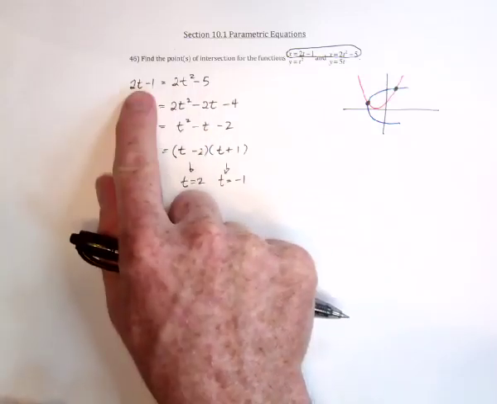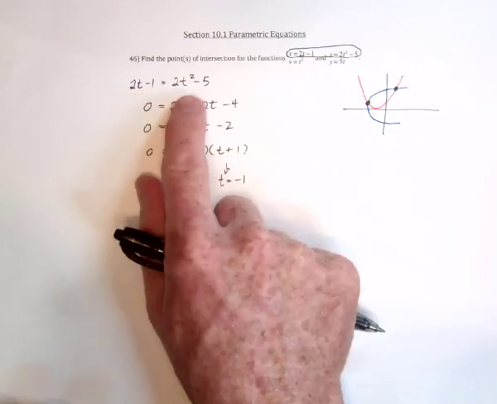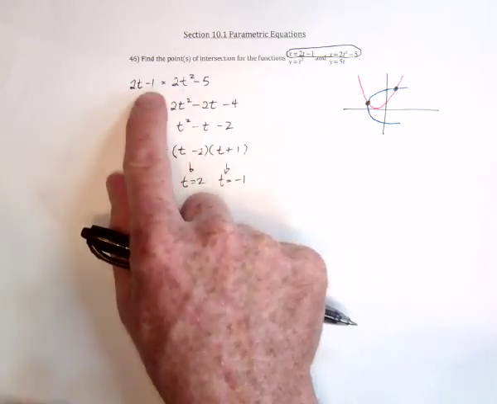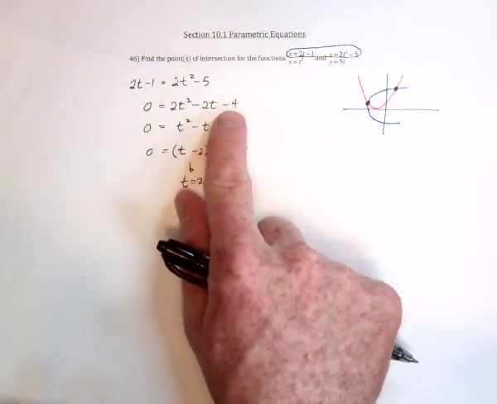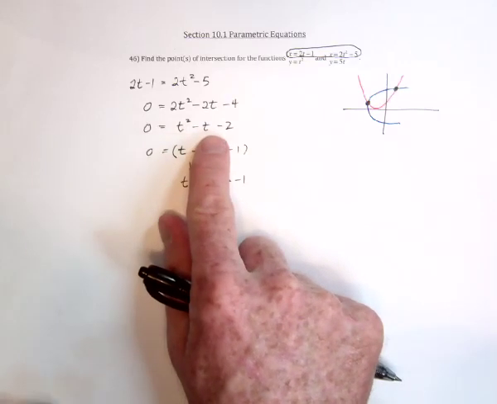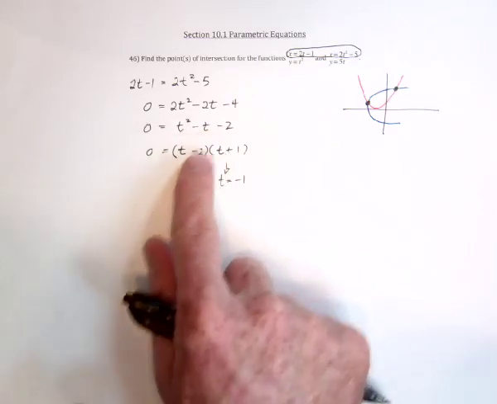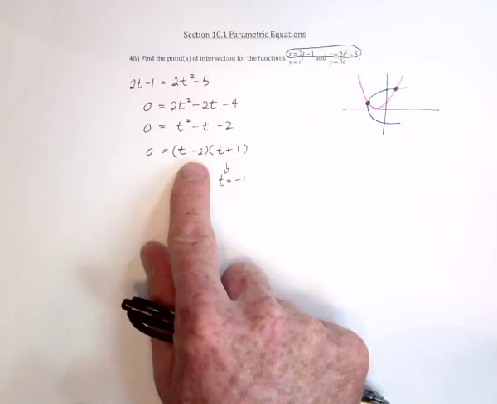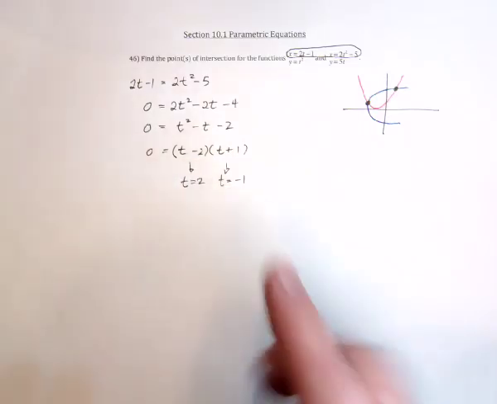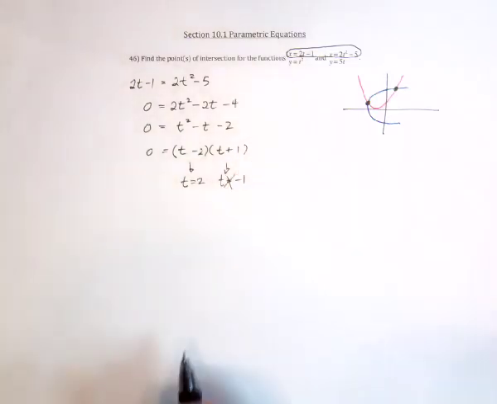The x's set equal to each other. I need to subtract 2t. I need to add 1 to both sides, so this is right. I divided everything by a 2, which is legal. My factoring seems right. So it just seems that, although the algebra was correct, this one doesn't work.